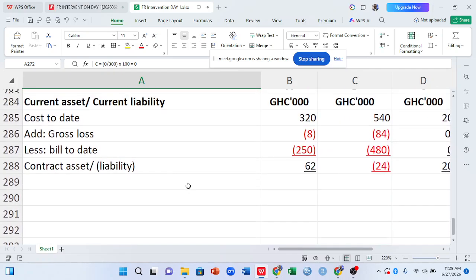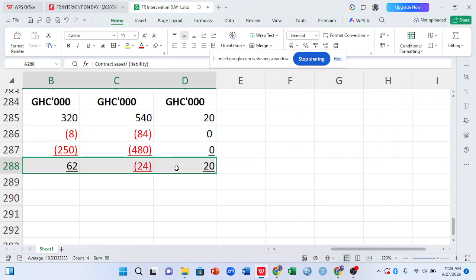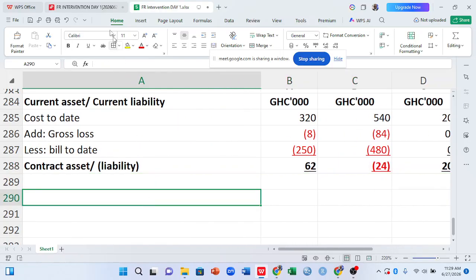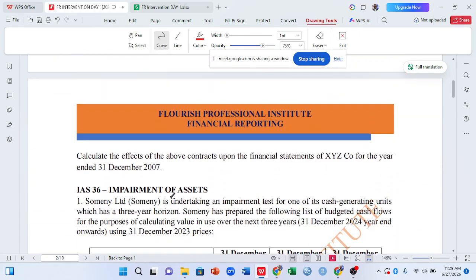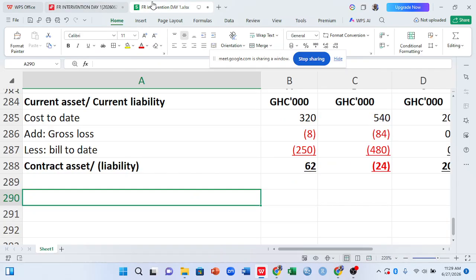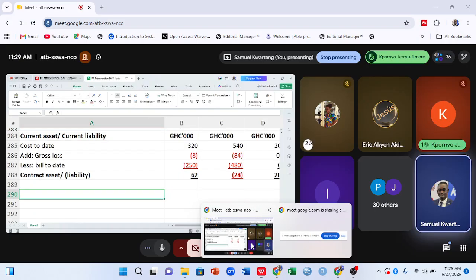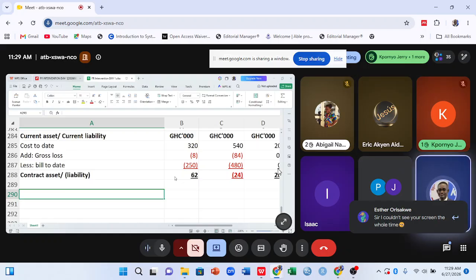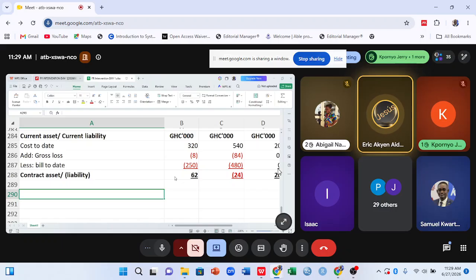Any other? Okay. Then let's move on to the next standard. IS 36 improvement. Yes. Okay. Please, if this one is the output, how do we type the formula?